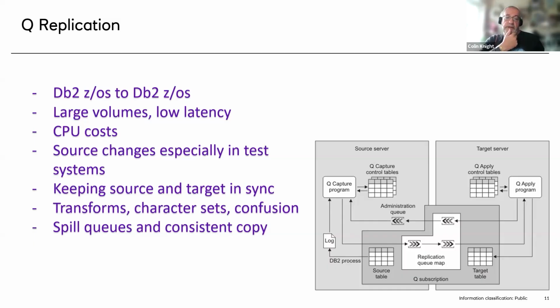But equally, keeping source and target in sync, so you know that your data on target is up to date with source. Luckily, with MQ queue replication, there is a way of reporting how your target compares to source. So that should alleviate any doubts that your target data is out of sync.